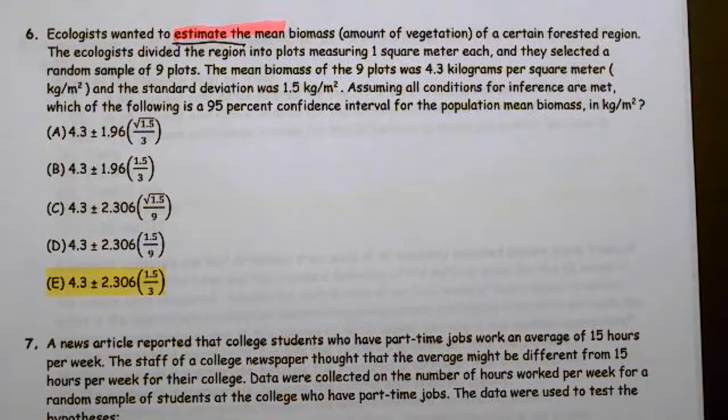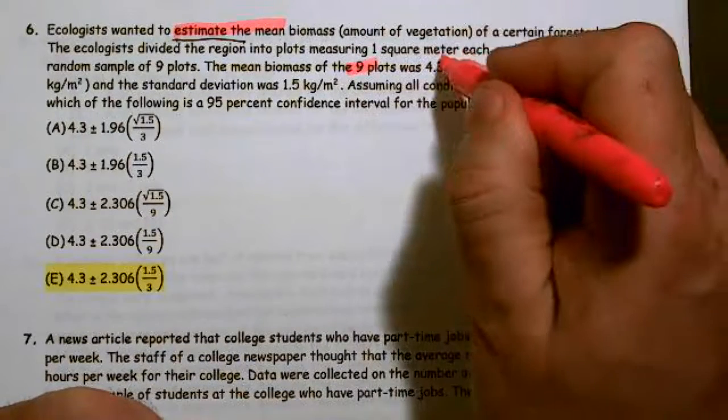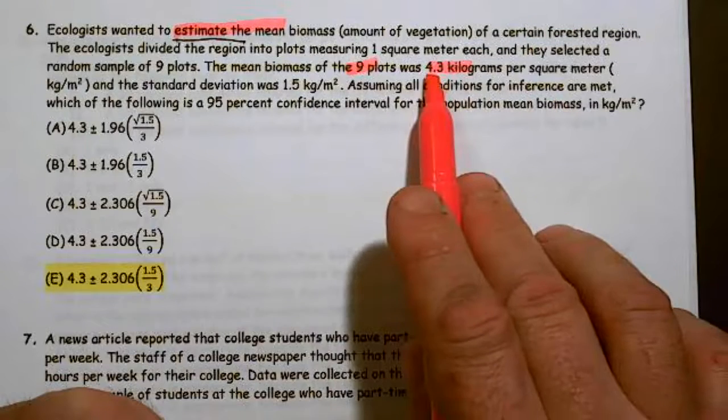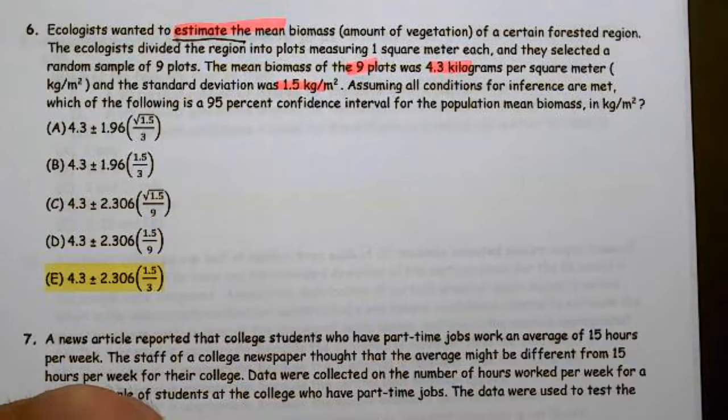So they want to estimate the mean biomass of a certain forested region. The ecologists divided the region into plots measuring 1 square meter each, and they selected a random sample of 9 plots. The mean biomass of the 9 plots, and by the way, that's an important word, we have 9 plots, was 4.3 kilograms. So that was our mean. And the standard deviation was 1.5. Assuming all conditions for inference are met, which of the following is a 95% confidence interval for the mean biomass?